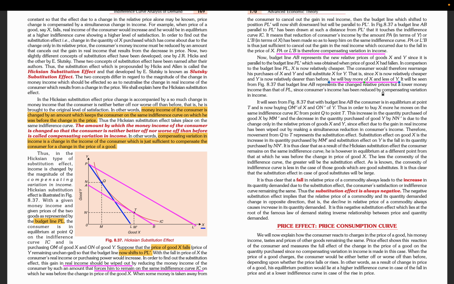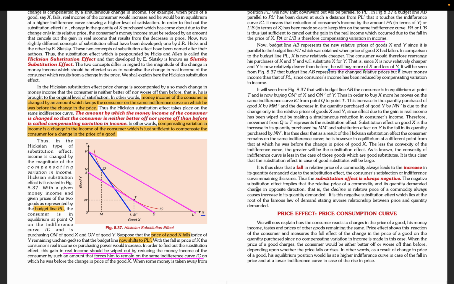It will be seen in figure 8.37, but with a lower money income PL, since the consumer's income is now reduced by the compensating variation of income. It will be seen from 8.37 that with the budget line AB, the consumer is in equilibrium at point T and is now buying OM dash level of X and ON dash level of Y. Which, for X, is greater because X is now cheaper, and for Y it is less because Y is now dearer.